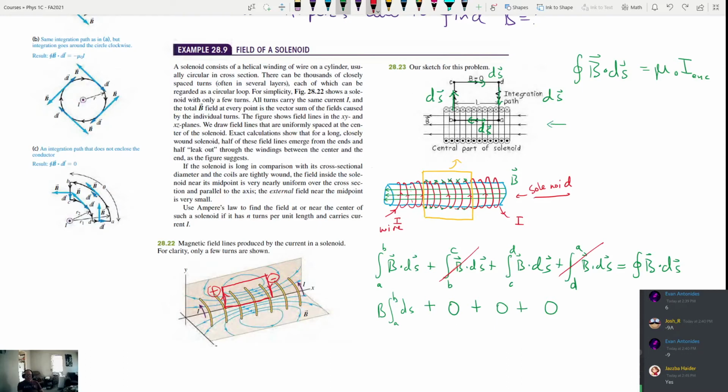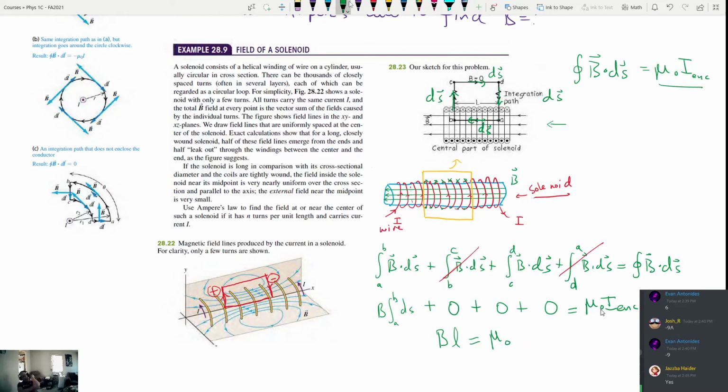All right. And we know that when we calculate this, this should be equal to mu naught multiplied by the current enclosed. On our left-hand side now, when we do the integral from a to b of ds, that's basically just going to be the length of the line from A to B, which in our case is defined as L. So the left-hand side of this just becomes B times L. And that's equal to mu naught multiplied by the current enclosed.